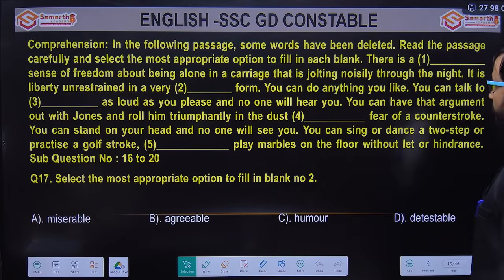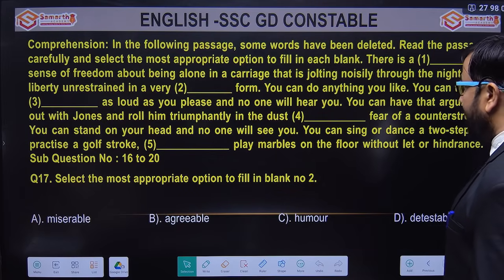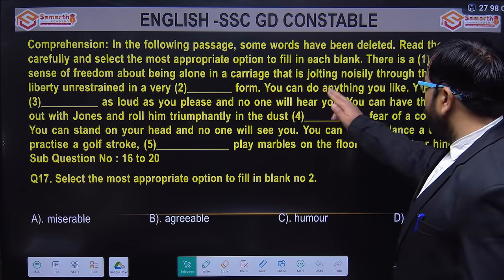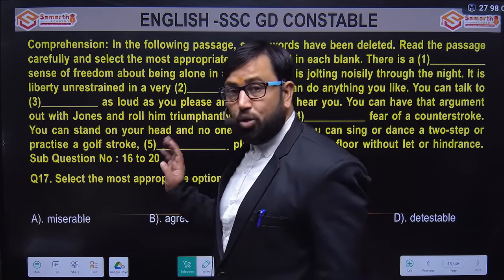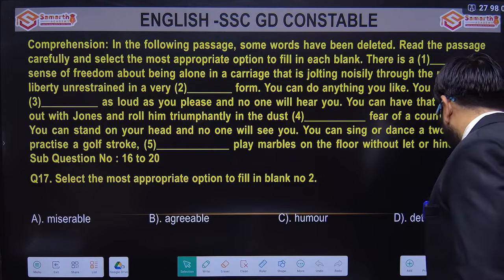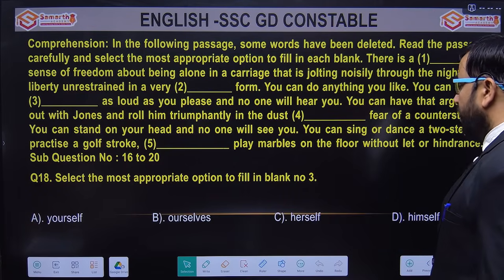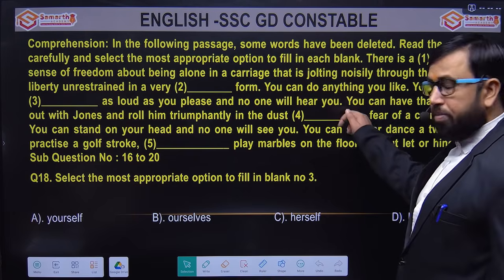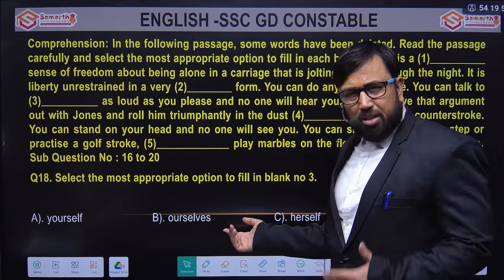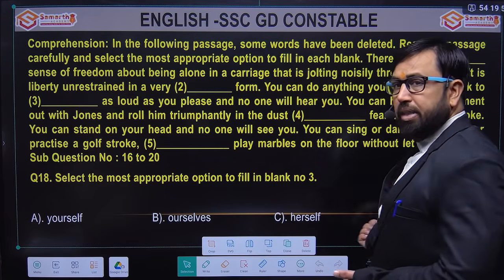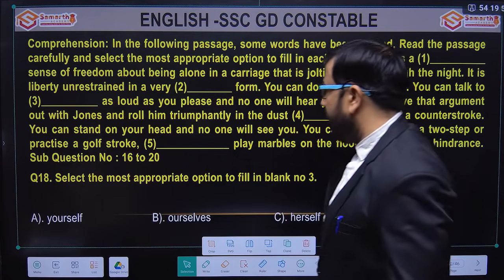Next one. You can do anything you like. You can talk to dash as loud as you please and no one will hear you. Let's see the options: yourself, ourself, herself, or himself, right? Obviously, the sentence begins with the second person you. Ourselves is not making sense over here, herself and himself are not making sense either. So the reflexive pronoun should be yourself. So yourself is the right answer.